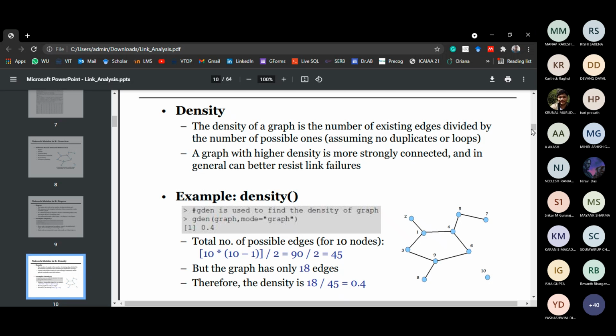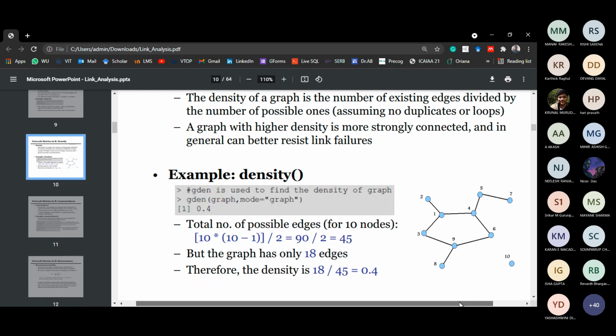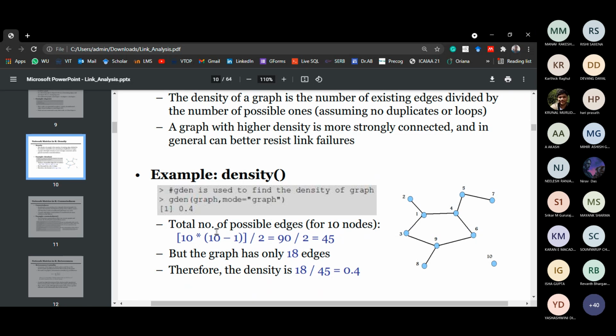Okay. So you assume this particular graph. See here, what is the total number of possible connections for 10 nodes? The possible connections are n into n minus 1 divided by 2. That is going to be the overall possible edges we can find. So if there are 10 nodes present in your given social network, a maximum of 45 possible connections can exist.